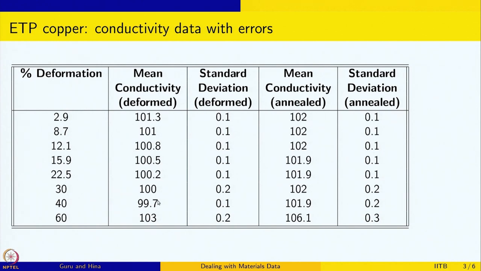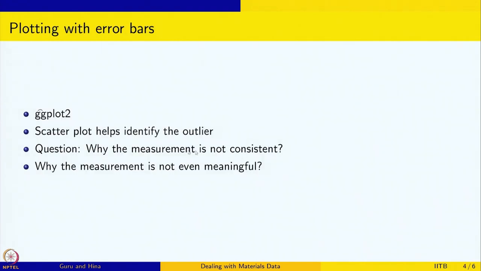Okay, so, we will look at this aspect also as we move along. Okay, so, you can plot data with error bars. And scatter plots help identify the outlier, and you can also ask the question why the measurement is not consistent.